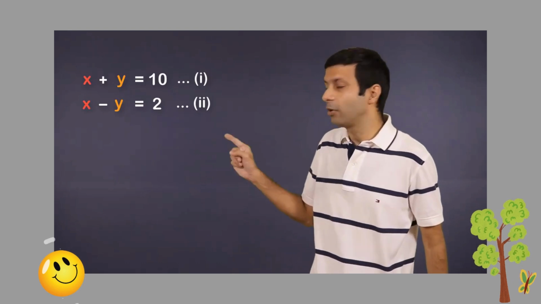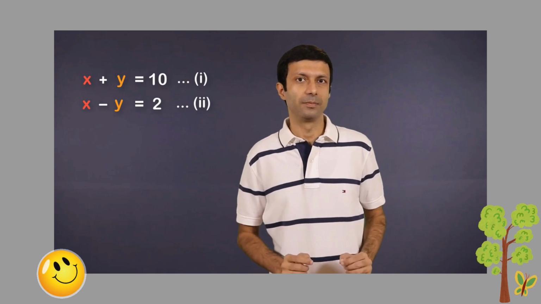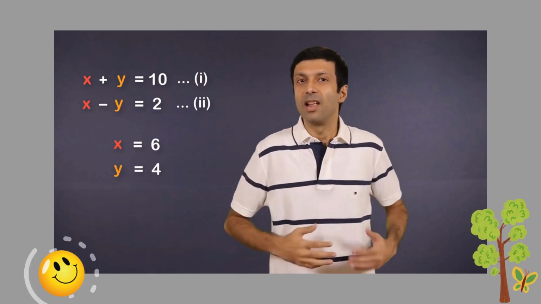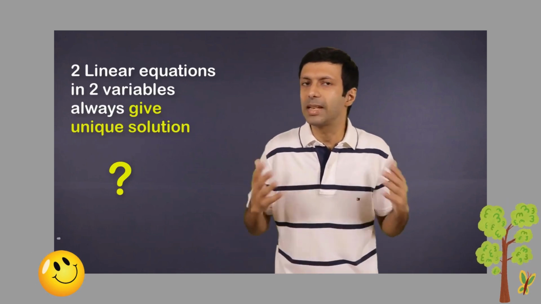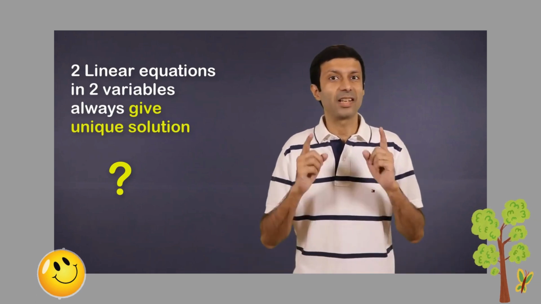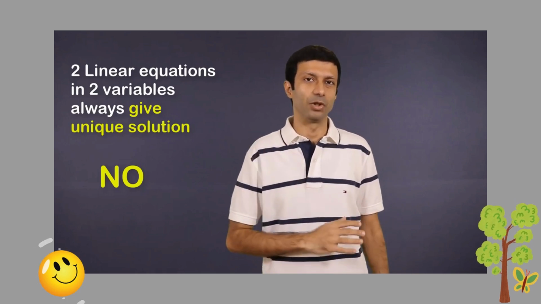When we solved our pair of linear equations in 2 variables, we got a unique answer, x equal to 6 and y equal to 4. Now an interesting question is, if you have 2 linear equations in 2 variables, do you always get a unique solution? What do you think? The correct answer is no. They need not give us a unique solution.